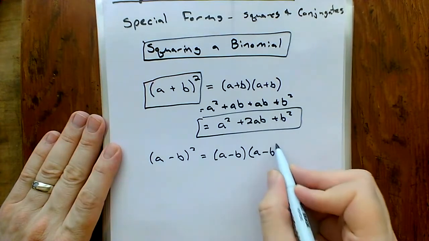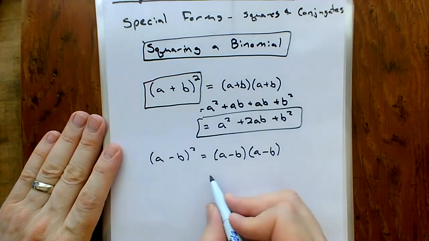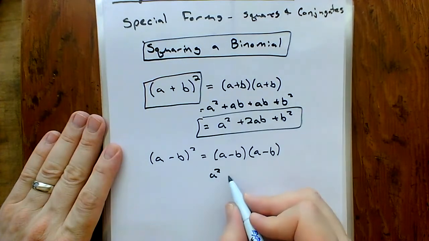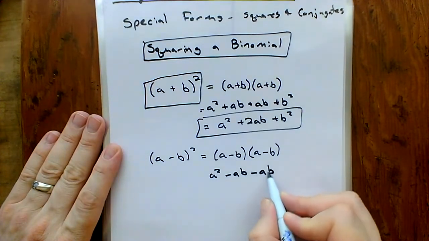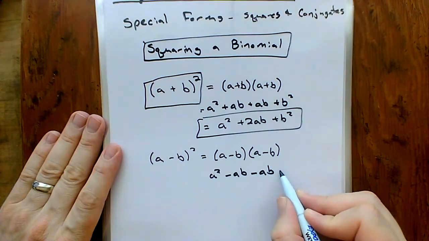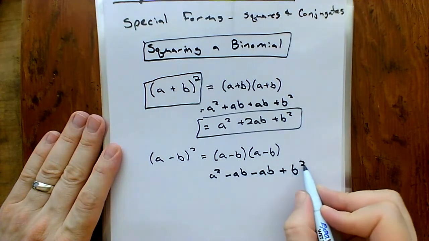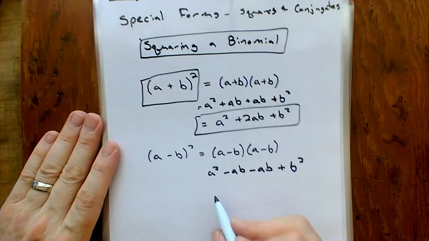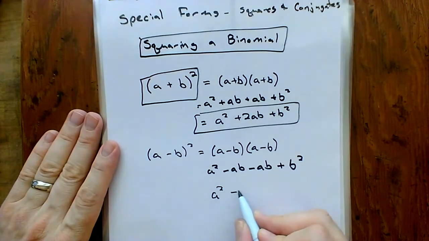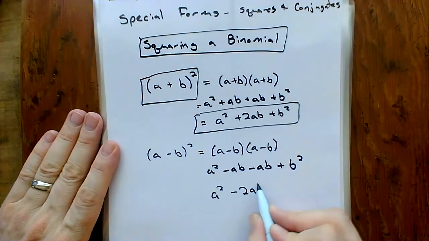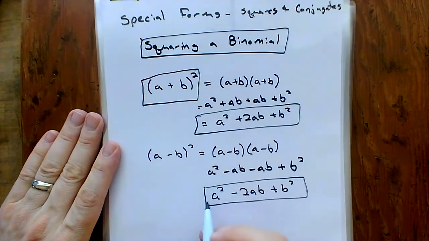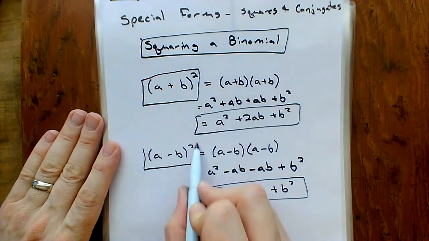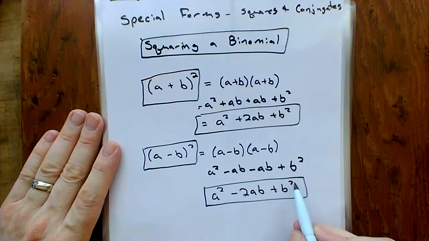So if I have a minus b squared, this of course means we've got a minus b times a minus b. A times a is a squared. It's going to be minus ab minus another ab. And negative b times negative b is also plus b squared. So when I do this, I've got a squared minus 2ab plus b squared. Notice that even though this is minus, this is still plus b squared. It's got this minus 2ab.